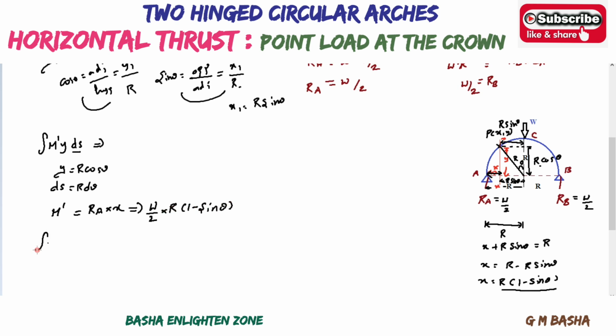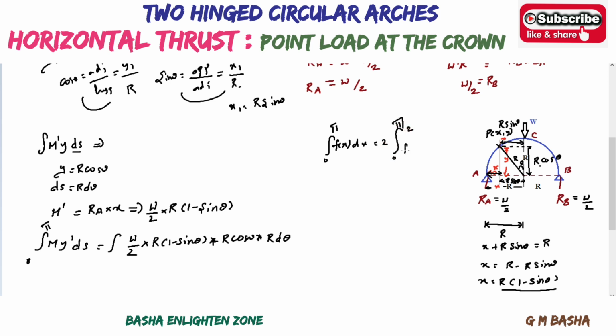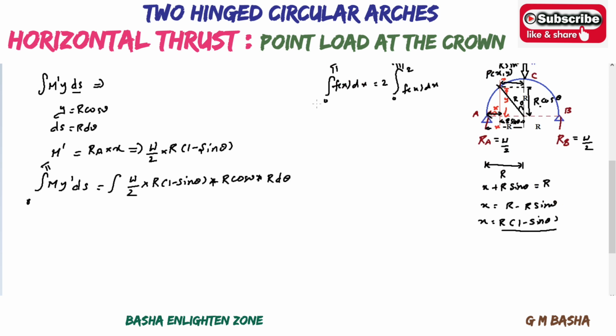So take down the entire numerator part, that is the integral of m dash y ds. That will be equal to w by 2 into r into 1 minus sin theta, which is m dash, into r cos theta, which is y, into r d theta, which is ds. Okay, here the limits will be applied from 0 to pi. So it is in the form of 0 to pi. The same property applies: integral of 0 to pi f of x dx, due to the symmetric condition, is 2 times the integral of 0 to pi by 2 f of x dx. So if the function is even, we know this property from maths, and the same property we are applying here. I already explained this in the previous problem also. Okay, so this is 2 times the integral from 0 to pi by 2.